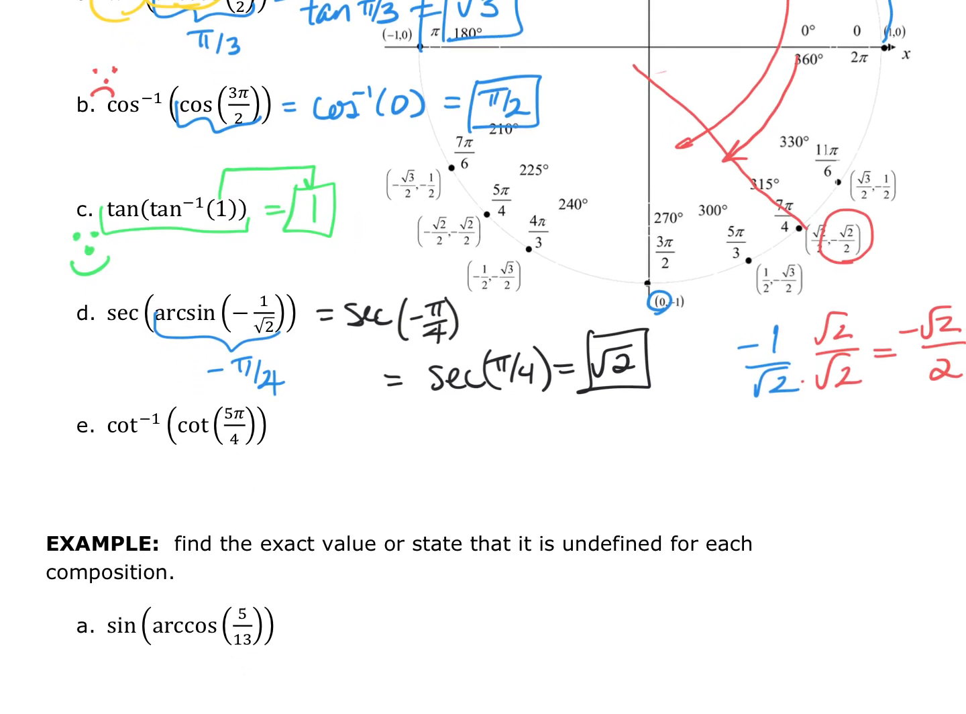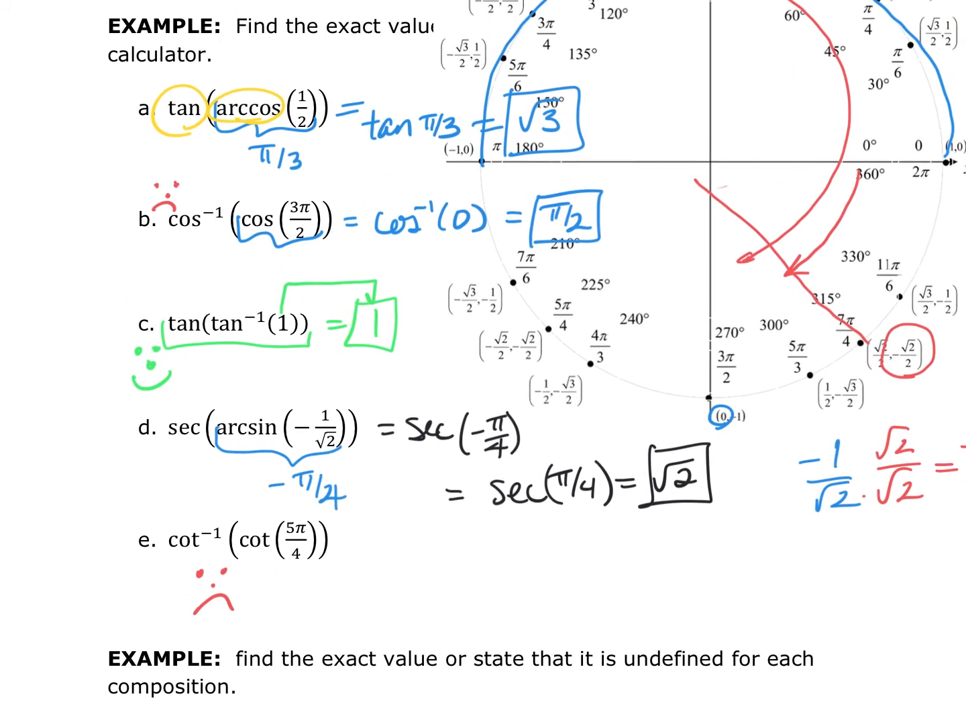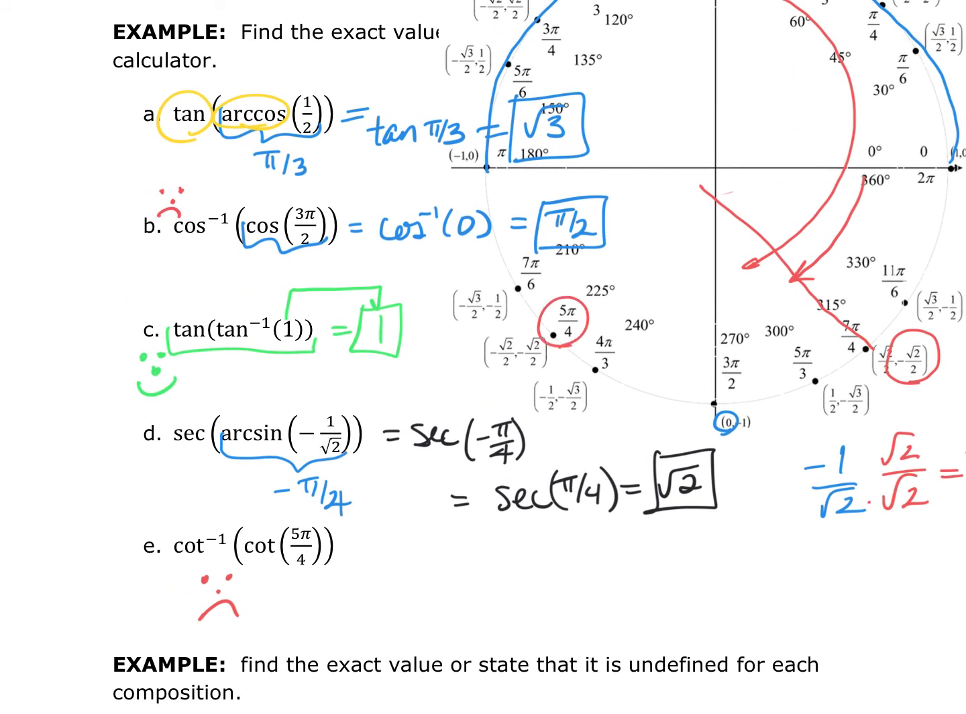So I look at E, and E is my sad face, because 5 pi over 4 is right here. That is not in my blue arc. So I have to evaluate this inner function first, and this gives me 1. The cotangent of 5 pi over 4 is positive 1. So then this is the cotangent inverse of 1.